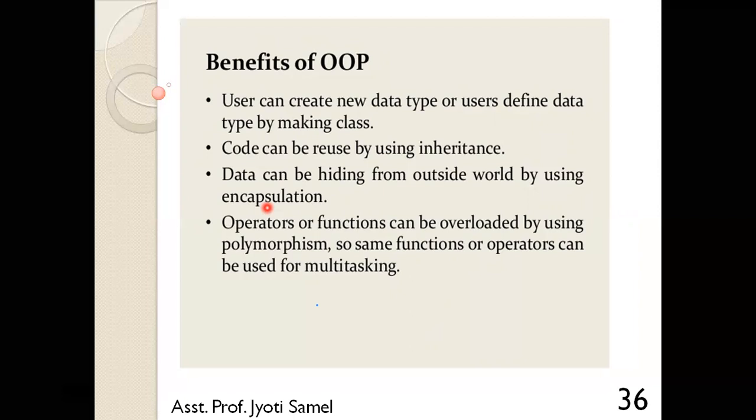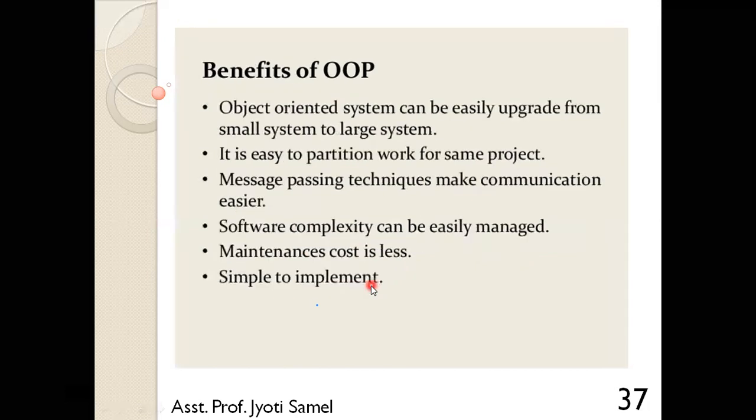Benefits of OOP. Users can create new data types, or user defined data types, by making classes. Code can be reused by using inheritance. Data can be hidden from the outside world by using encapsulation. Operators or functions can be overloaded by using polymorphism, or the same functions or operators can be used for multitasking. Object-oriented systems can be easily upgraded from small systems to large systems.